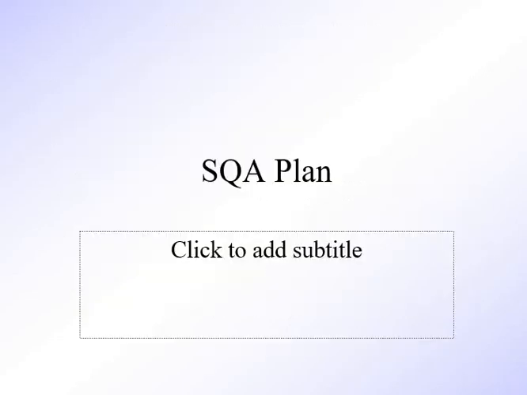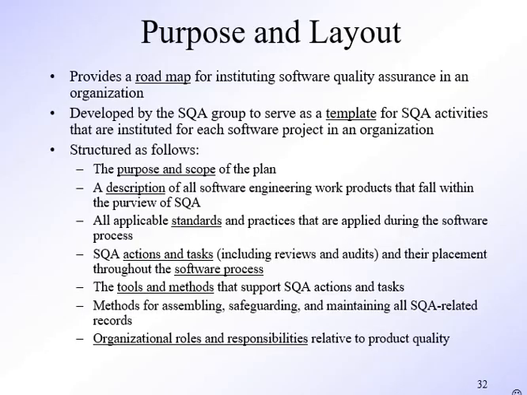Finally, we have the software quality assurance plan, which provides the roadmap for instituting software quality, developed by the SQA group to serve as a template for SQA activities. It should have the purpose and scope of the plan, a description of all software engineering work, all applicable standards, SQA actions and tasks, the tools and methods, and the methods for assembling, safeguarding, and maintaining all SQA-related records. Finally, it will have the organizational roles and responsibilities related to product quality. So this was all about software quality assurance, or we can say software quality management.